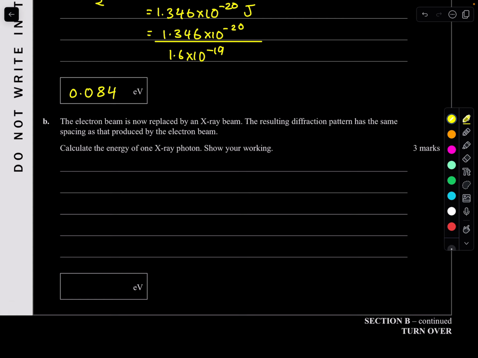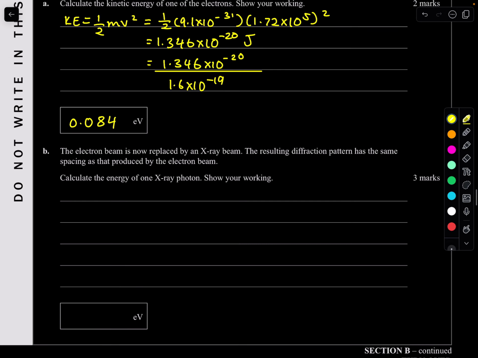The resulting diffraction pattern has the same spacing as that produced by an electron beam. So, yep, they have the same wavelength. Calculate the energy of one X-ray photon, show working out. Beautiful. So, let's do that. I know the kinetic energy, but I want it in joules, basically. We calculated it, which was that. So, I'm just going to get it again. 1.6 times 10 to the negative. So, this was my kinetic energy.